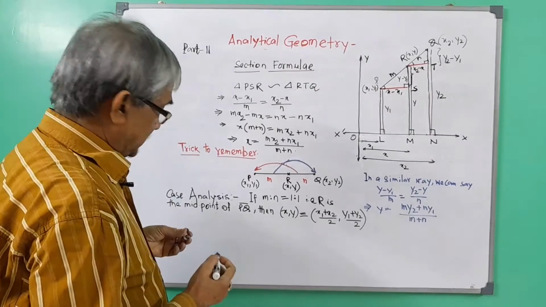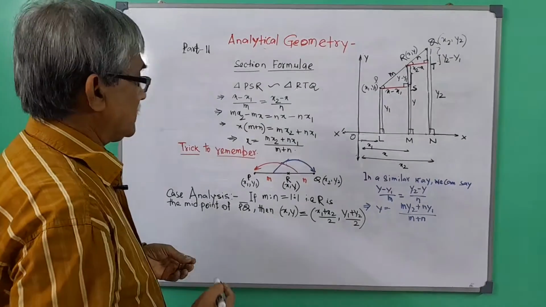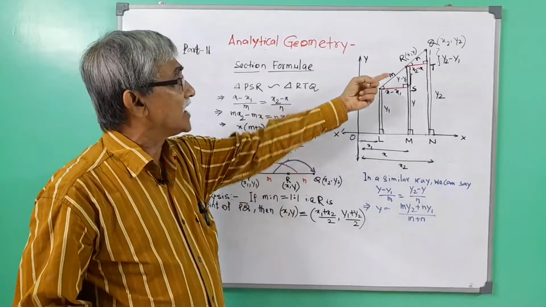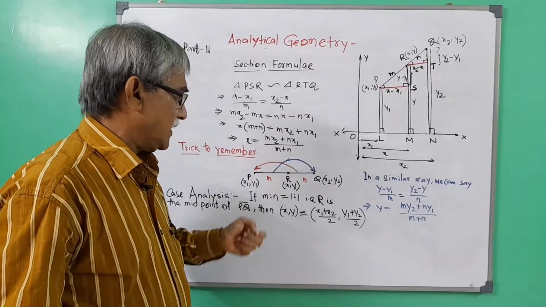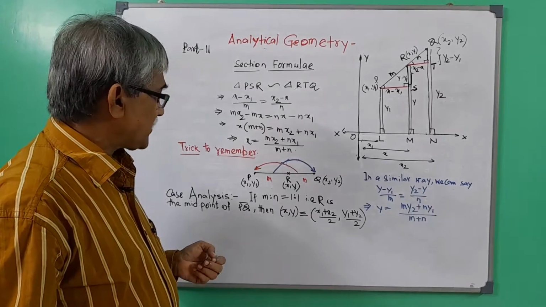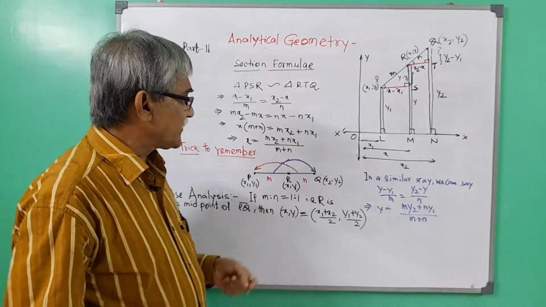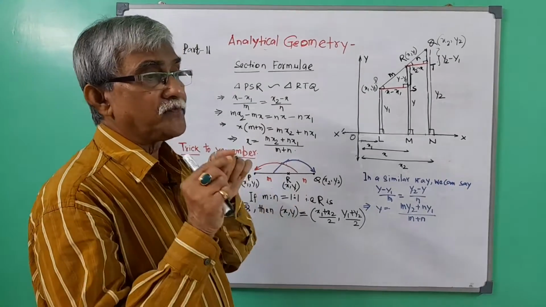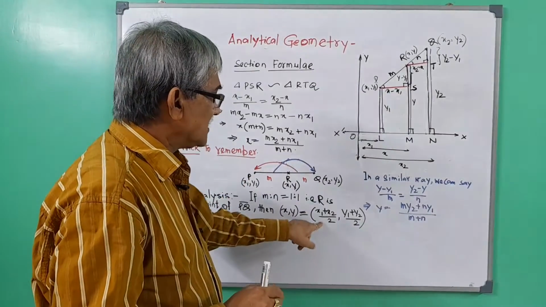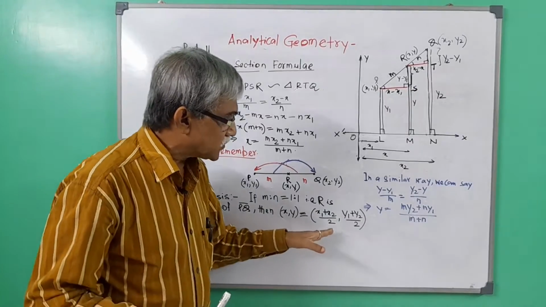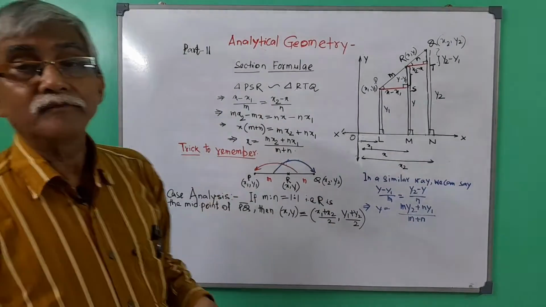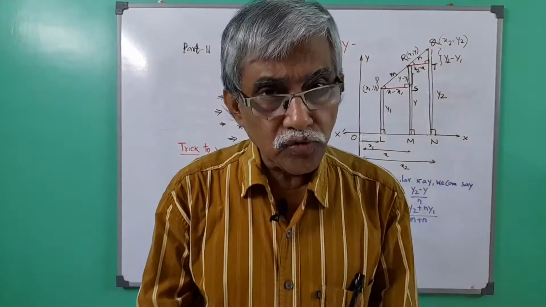Then we go to the case analysis. Had it been that R is the midpoint, that is, the ratio of m and n is 1:1, so R is the midpoint of PQ, then x, y is equal to, you put the values m equals 1 and n equals 1. This summarizes to (x1 plus x2) by 2 and (y1 plus y2) upon 2.